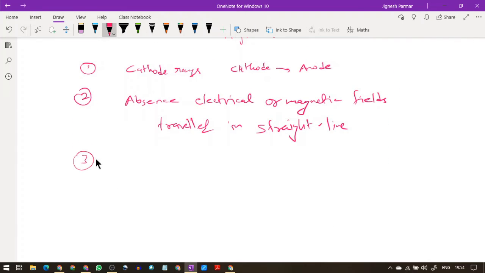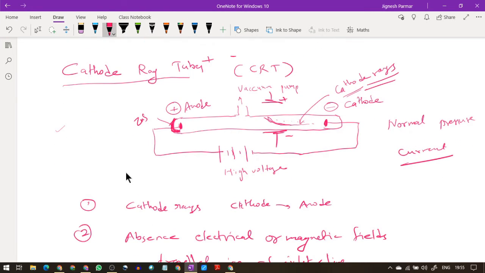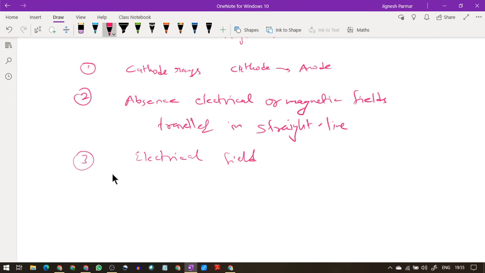Then they applied an electric field. On the upper side and the lower side they applied one plate positive and one negative. Then they found that the rays coming out were deflected from their path and going towards the positive plate. In the presence of this electric field, the behavior of the cathode rays was as expected from negatively charged particles.